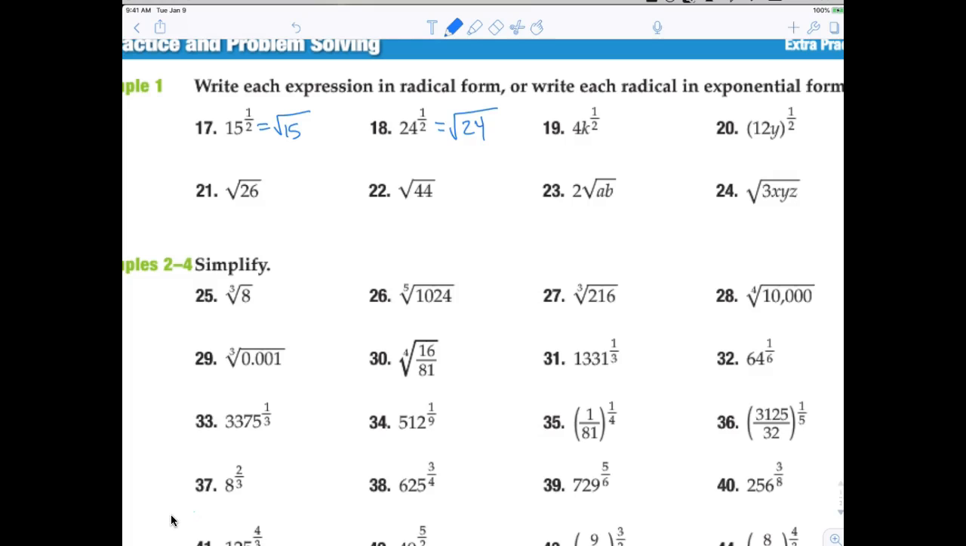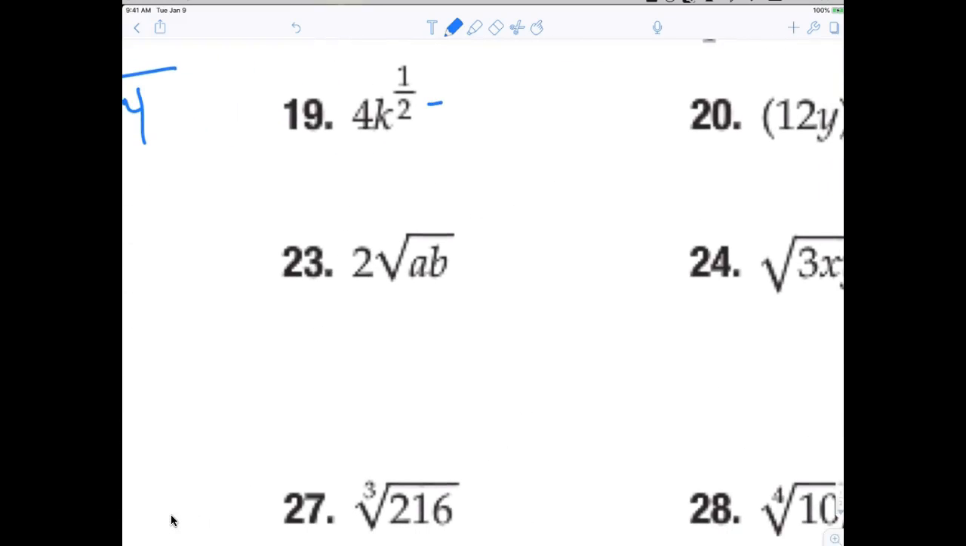Okay, so now, Julian, for 4k to the 1/2, is 4 considered part of the radical? No, very good. So the answer would be what? Square root of k, and then what would be on the outside of the radical? 4. So that's the answer for number 19. That's the one that's kind of important. 4 radical k. Is everybody good with that? All right. Now, number 20.